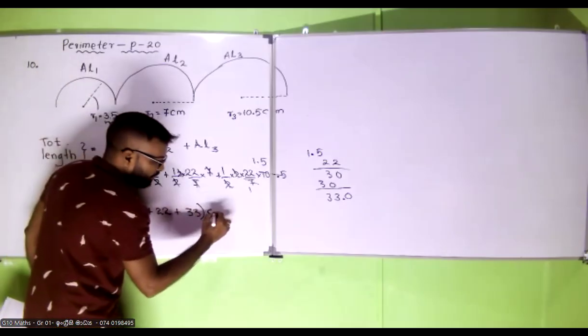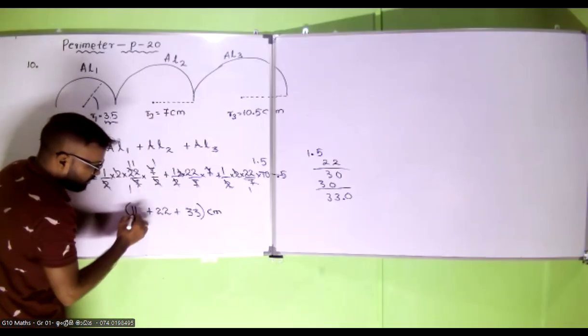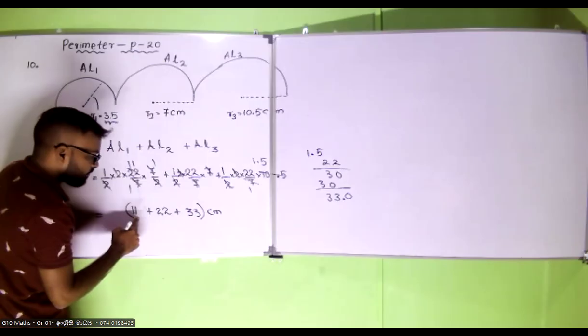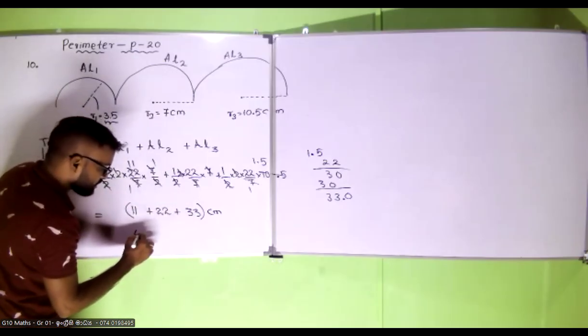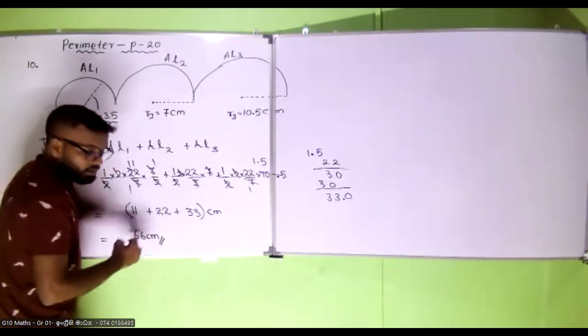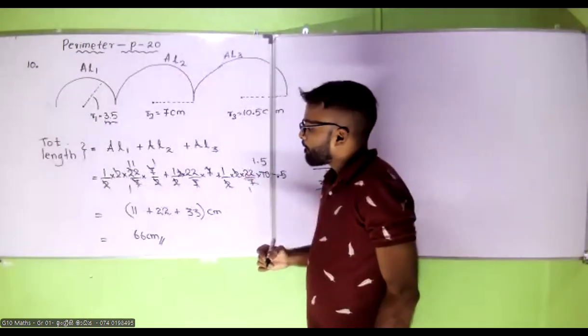Equal mark. This is centimeters, right? 11 plus this, 33. 33 plus this, 66. 66 centimeters. Correct? Right. Now I will tell you.